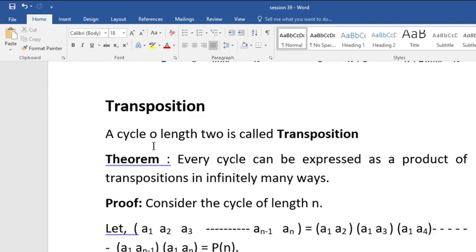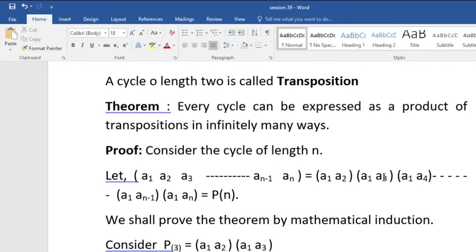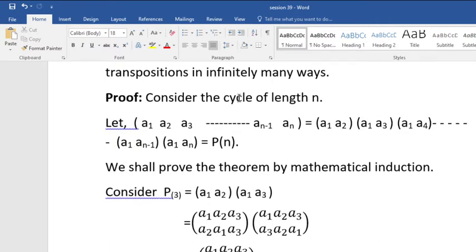Transposition. A cycle of length 2 is called a transposition. Theorem: every cycle can be expressed as a product of transpositions in infinitely many ways. The proof follows like this.